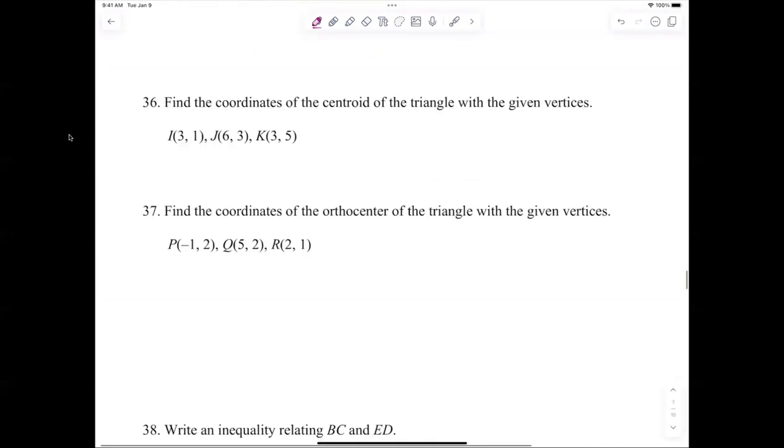All right, here we go. Come on, guys. Centroid. Is it 4-3?